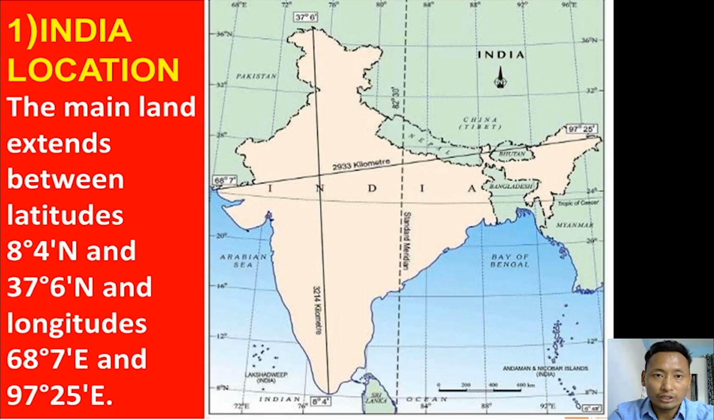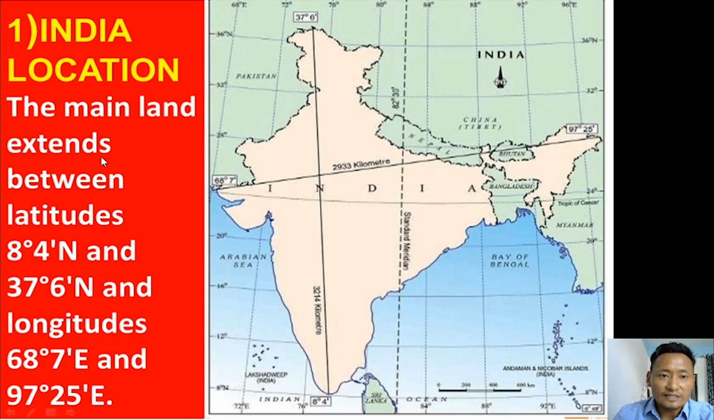In geography, how can we show the location of India? So, the mainland of India. Here mainland means India excluding two island groups, the Andaman and Nicobar Islands and the Lakshadweep Islands. Excluding these two island groups, this one is called mainland India.